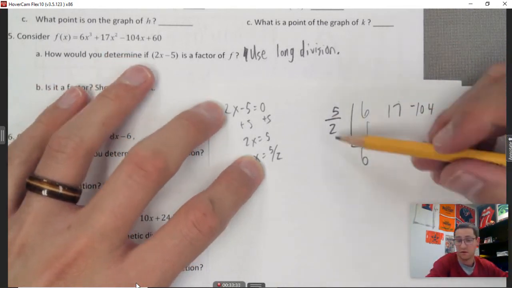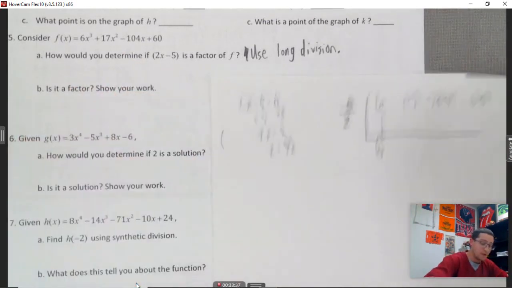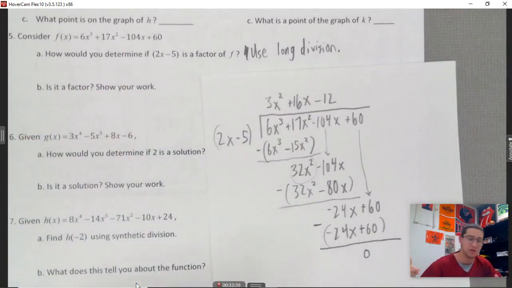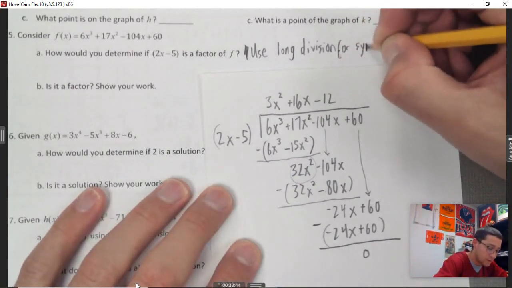But boy, I don't know about y'all. Those fractions don't sound fun to me. Me personally, I'd rather do long division. But just so you know, you could also use synthetic. So yeah.